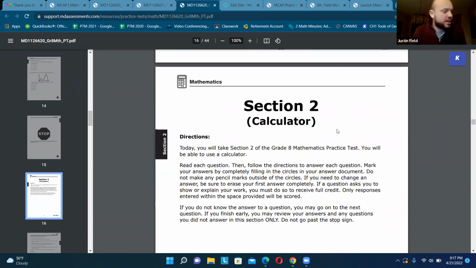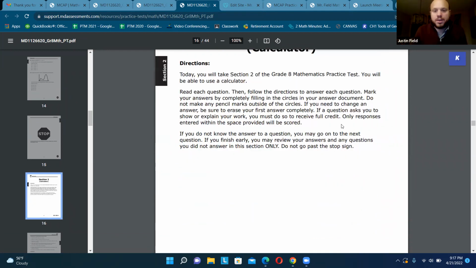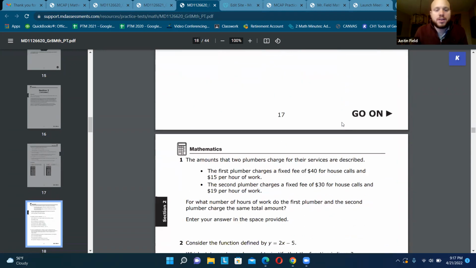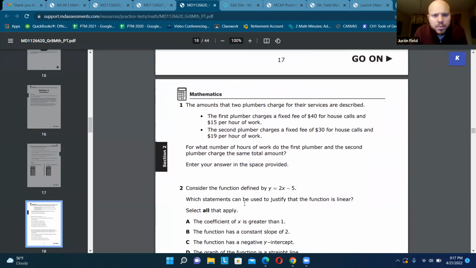So now we're going to go on to section 2, the calculator. So let's get our calculator out. Well, I better go get my calculator. I'll be right back. All right, here it is. The TI-83 Plus. This thing is classic.